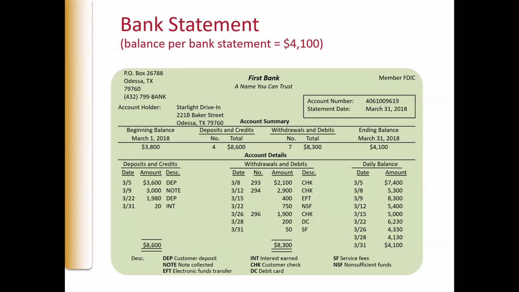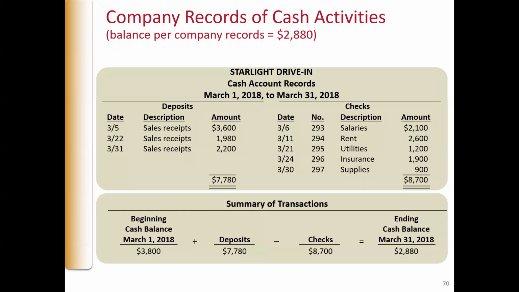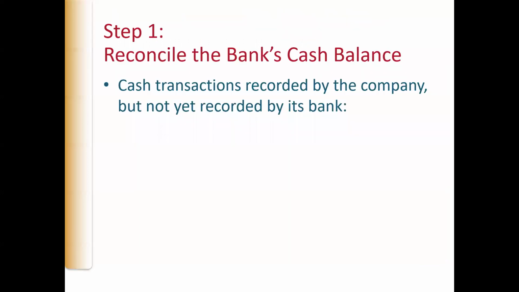So we're going to look at a bank statement, and you see in here the ending balance as of March 31st for the bank is $4,100. Now, per the company's records, the ending balance as of March 31st is $2,880. Our bank reconciliation is going to match them. Reconcile the bank's cash balance.